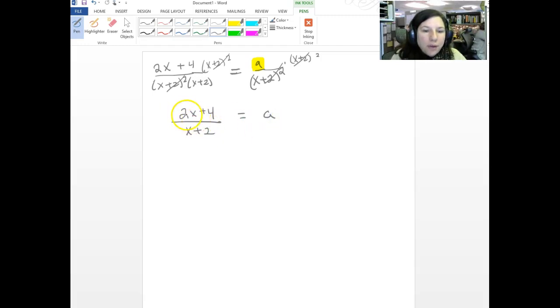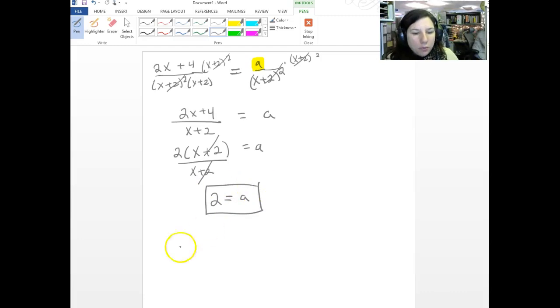We're getting close now. My last step is, notice 2x plus 4, you can factor out a 2. So 2x divided by 2 is x, and 4 divided by 2 is 2. And then look at that, we have another convenient canceling out. So our final answer is that 2 is equal to a.